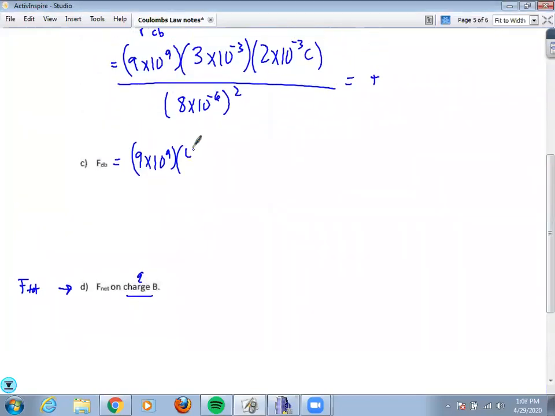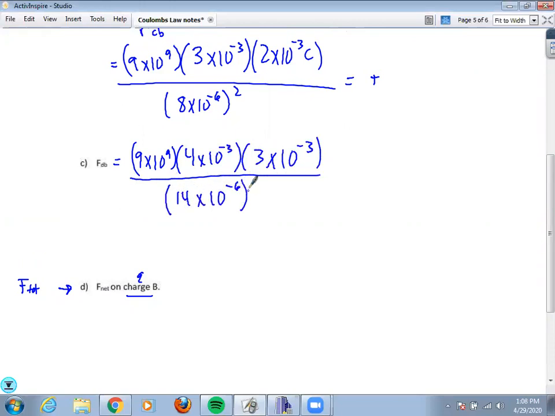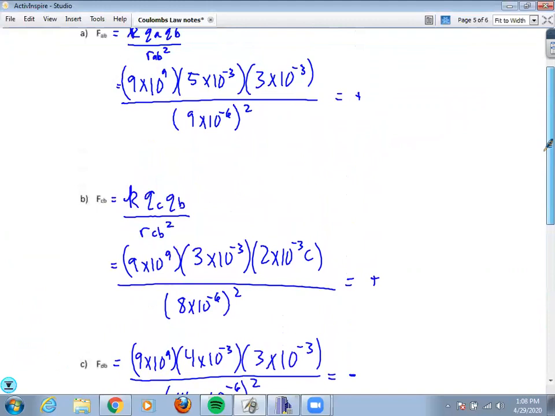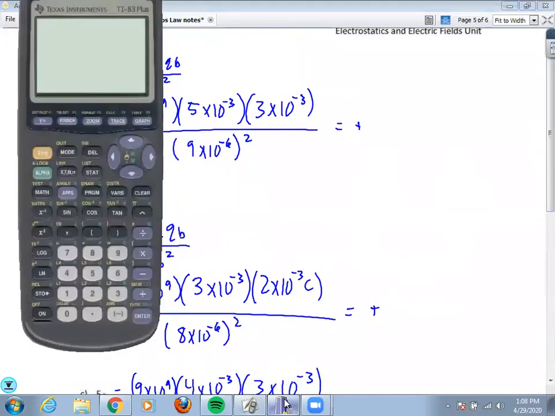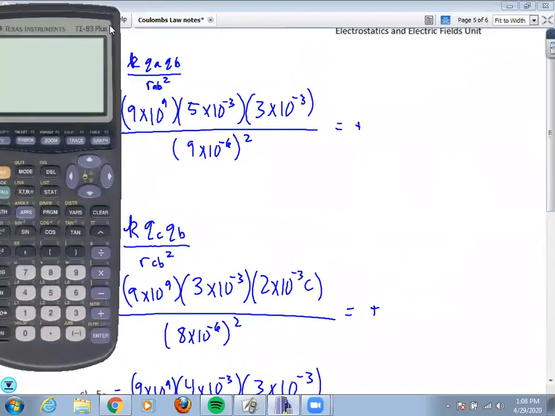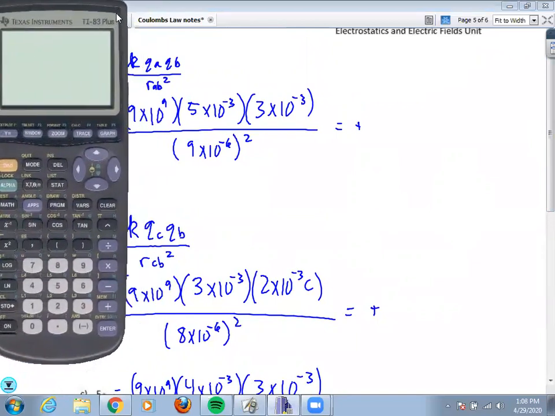Get 4 times 10 to the minus 3 times 3 times 10 to the minus 3, divided by 14 times 10 to the minus 6 squared, and that's going to be to the left, so that's going to be negative. Okay, now we'll plug and chug. Again, you want to try to do this all in one step.